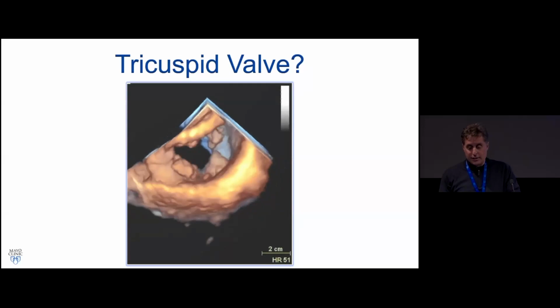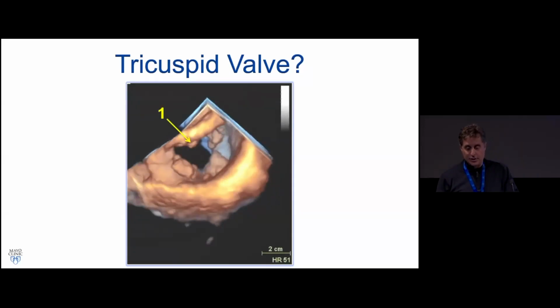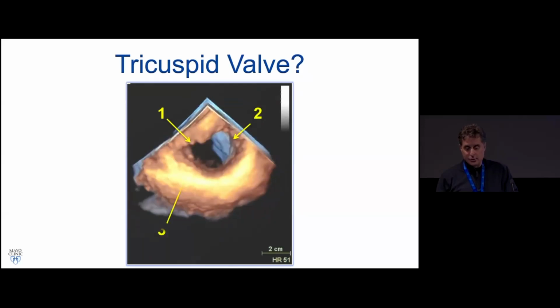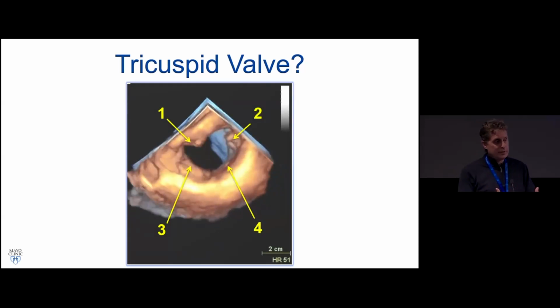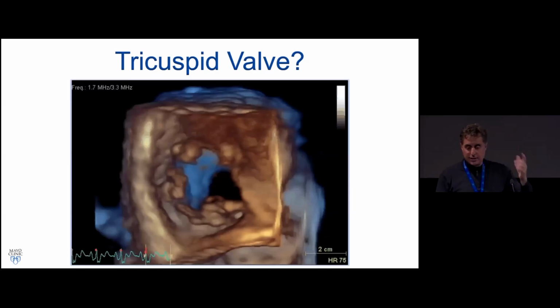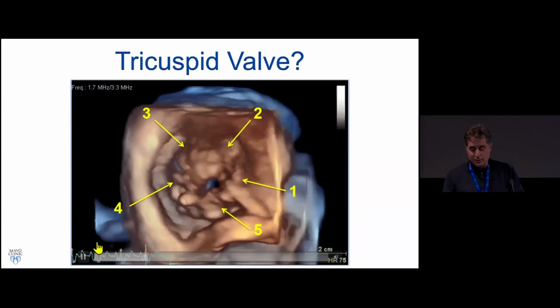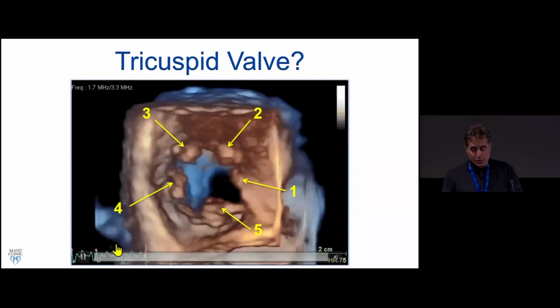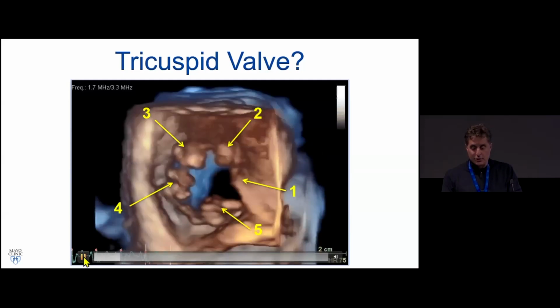So then I look at this valve. Again, I'm looking up from the ventricle, and I say, well, how many leaflets does this one have? I see 1, I see 2, I see 3, I see 4. This is a quadricuspid tricuspid valve. Huh. Then I look at this one, and I say, well, this has got 1, 2, 3, 4, 5. Maybe this is a pentacuspid tricuspid valve. And so you've come to realize when you start doing this that it's not always a tricuspid valve.